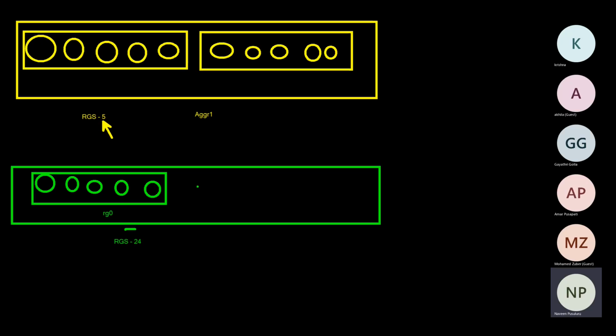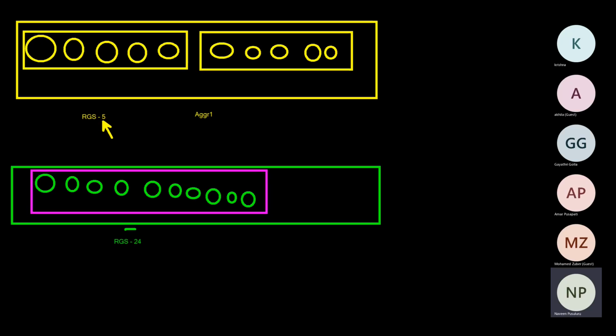But later, when I'm adding disks to this aggregate, I don't need to create a new write group, because my write group size is 24 but I have only 5 disks. So I can add to the existing write group, right? Let's add 5 more disks, so this is a 10 disk write group again. Later, you can add up to 24. Once RG0 reaches the 24 limit, I can't add anymore and I need to create a new write group.